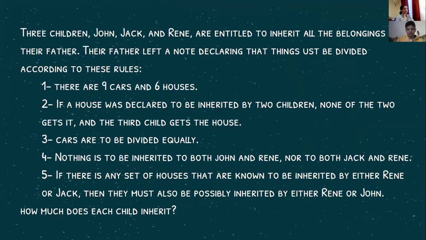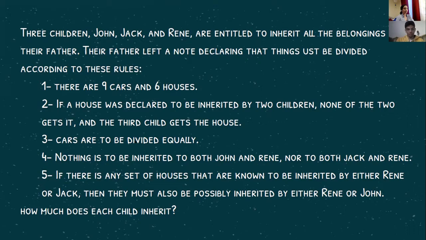Their father left a will or a note with the rules on the basis of which things should be inherited. The first rule is that there are 9 cars and 6 houses. The second condition is that if a house is declared to be inherited by 2 children, none of these two get it, and the third child gets the house. So for example, if you have house A and two of these children both claim it, neither of them gets the house, and the third one gets it. So there can be no overlapping houses.